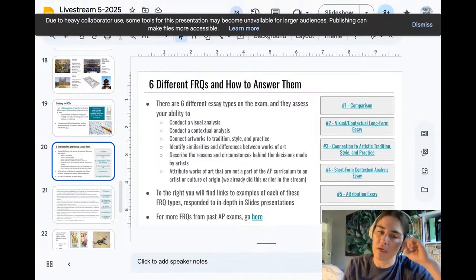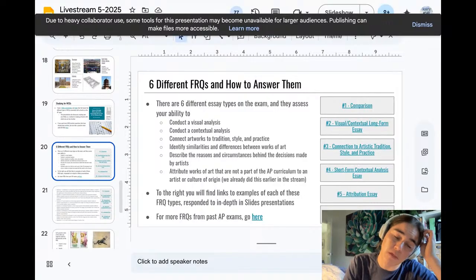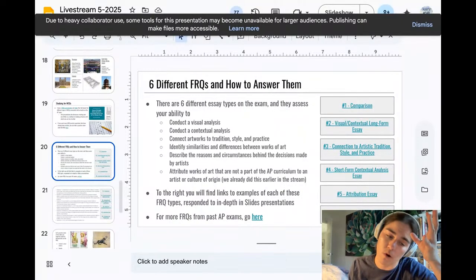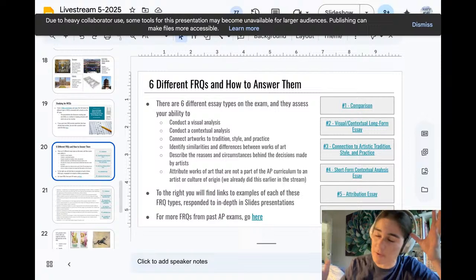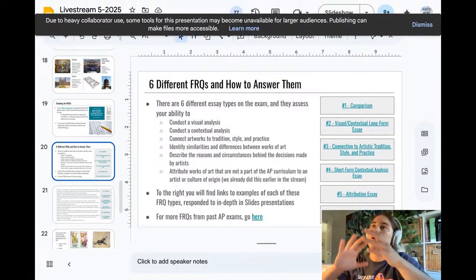You also should be able to conduct a contextual analysis. This is a skill that a lot of students struggle with, especially because context leads back to history, and this is not necessarily something that you can glean just by looking at an artwork, right? This is why I talk about historical topics in my slides, typically before I get into the nitty-gritty of each artwork. Okay?